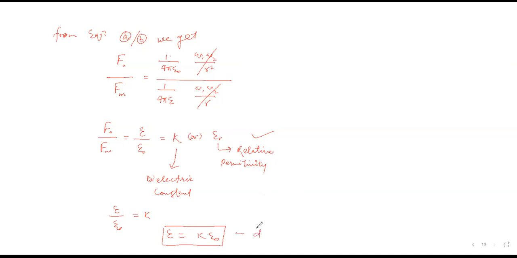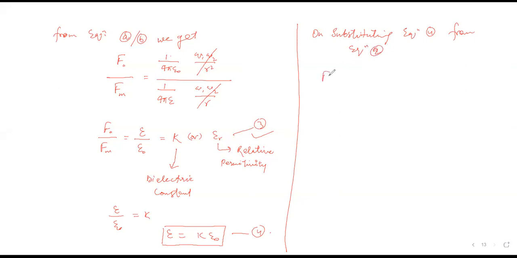This is your equation number 3 and this is your equation number 4. Now substitute equation 4 into equation 2. What is equation 2? F of media is equal to 1 over 4 pi epsilon Q1 Q2 over R square. What is epsilon? Epsilon is K epsilon naught, from this equation. Then Fm is equal to 1 over 4 pi K epsilon naught Q1 Q2 over R square.